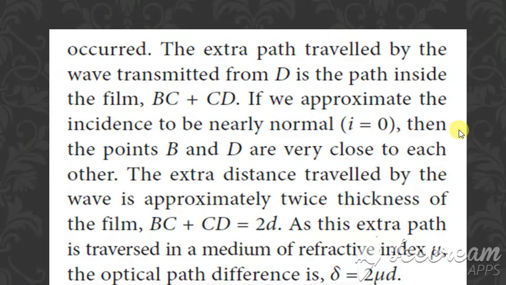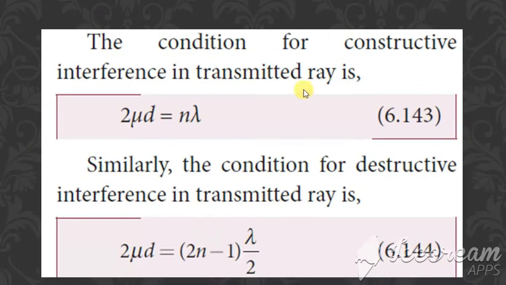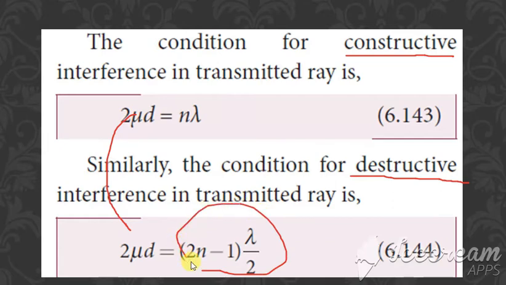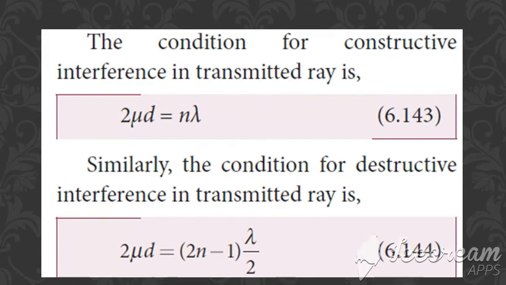This we are going to write for constructive interference. The condition for constructive interference is 2 mu d is equal to what? n lambda. Okay, so this is constructive. Same way, for destructive interference, 2 mu d is equal to 2n minus 1 into lambda by 2. Okay, so for constructive interference it is n lambda, and for destructive interference it is 2n minus 1 into lambda by 2. Clear? So this is all about the transmitted light.